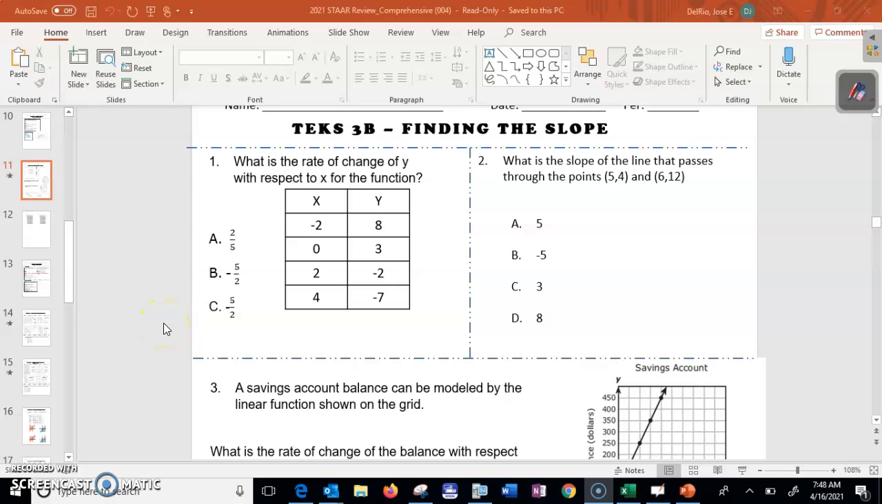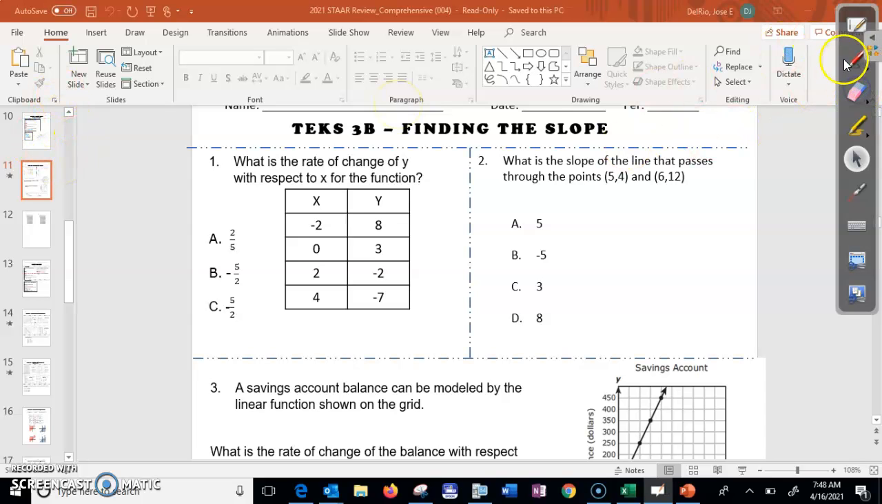Hey, good morning, guys. Today we're going to be covering finding slope and linear inequalities. For today's assignment, we're going to be covering the most important stuff. For example, question number one, rate of change. Students, rate of change, it's asking you for your slope.